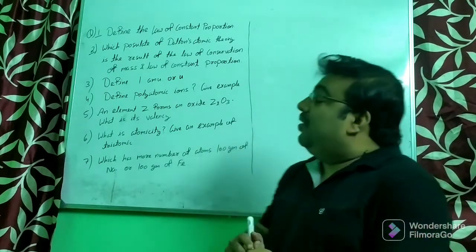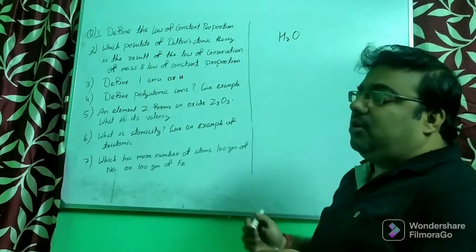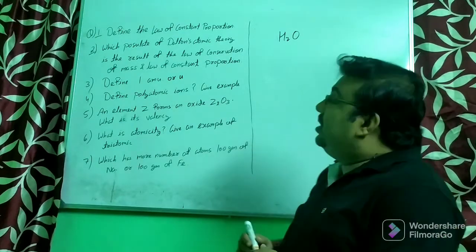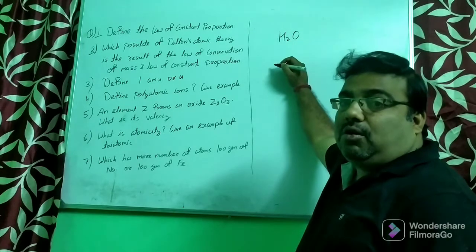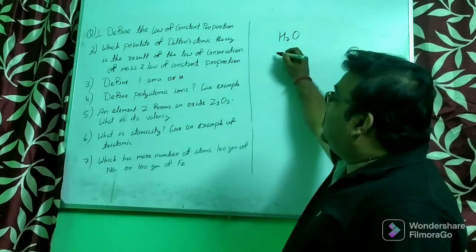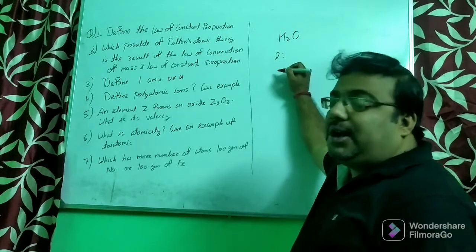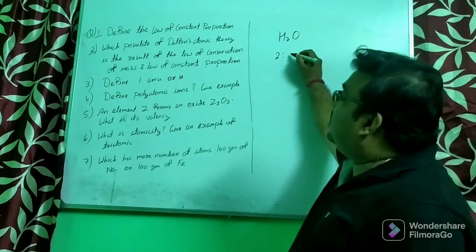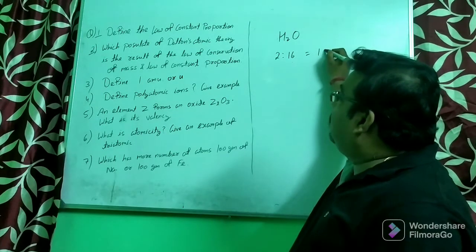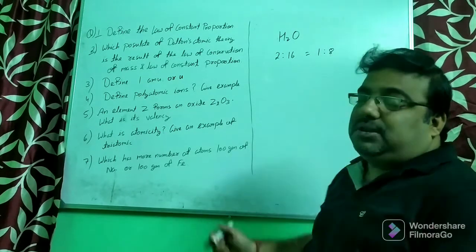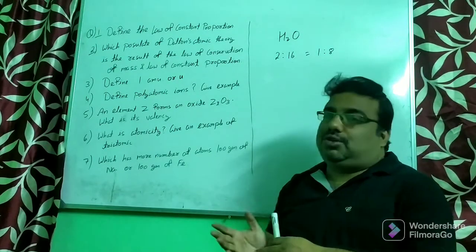Means when elements combine, for example in water, hydrogen and oxygen combine together, then the ratio of the mass of the elements present in water always remains constant. For example, in water there are 2 atoms of hydrogen, so its mass is 2 units, because 1 hydrogen atom is 1 unit, and 1 oxygen atom is 16. So the ratio of mass is 2 is to 16. If we cancel out, it is 1 is to 8. That means in water the ratio of the mass of hydrogen and oxygen is always 1 is to 8.